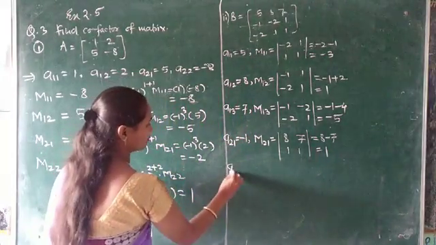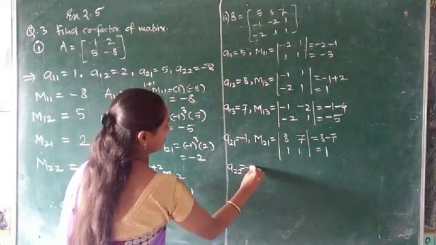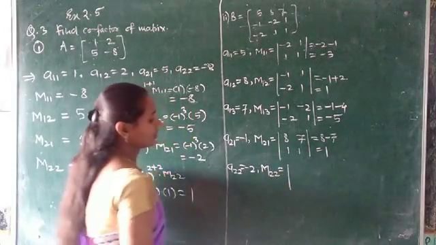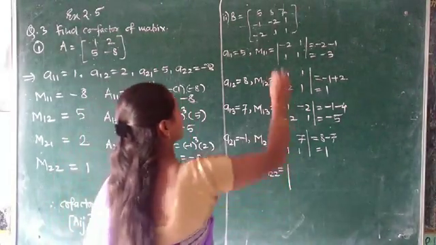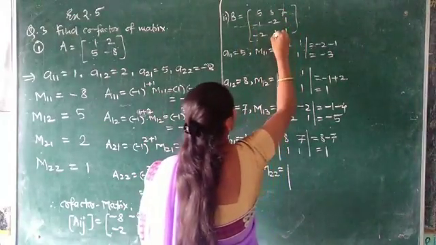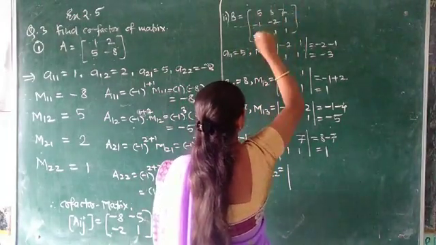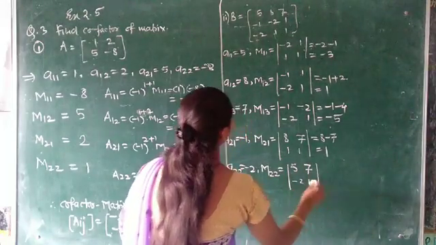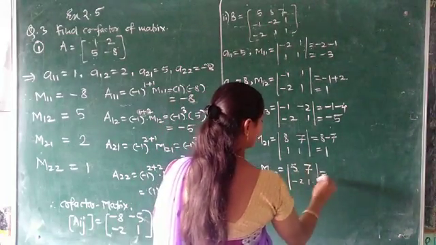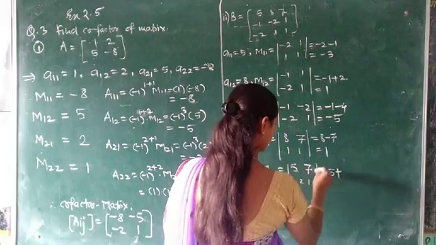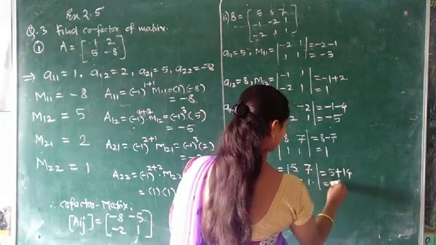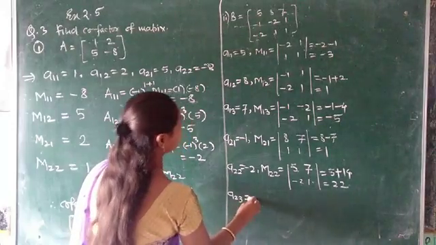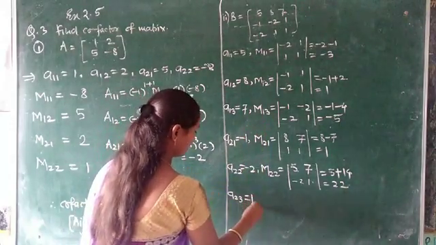Now next, A22 is minus 2. Then M22. Delete the second row, second column. The second row is deleted, the second column is deleted. What remains? [5, 7; -2, 1], which is 5 ones are 5, minus minus plus, and 7 twos are 14. So 19. Next, A23 is equal to 1.